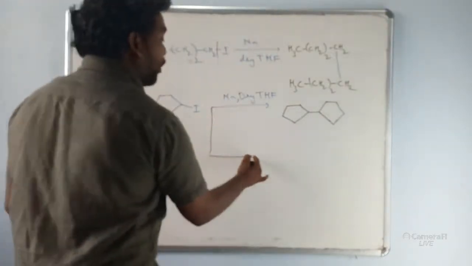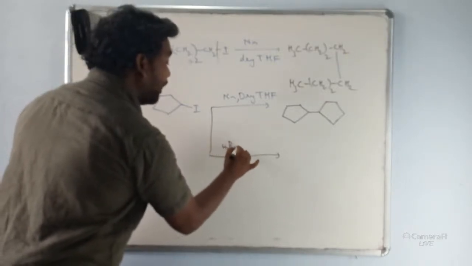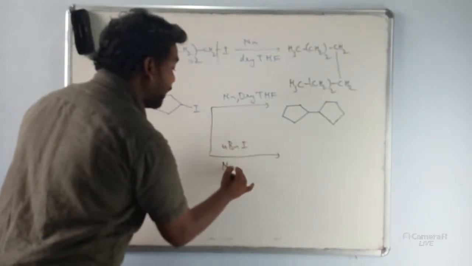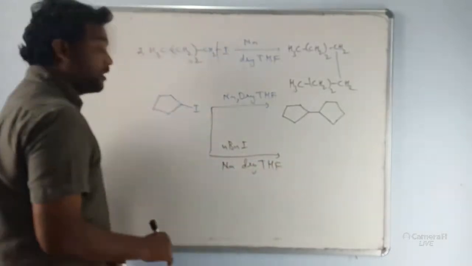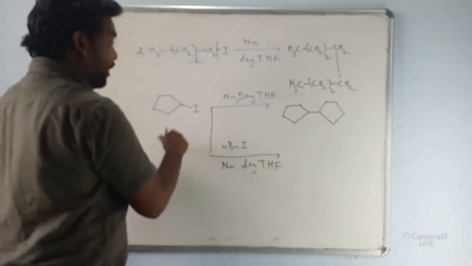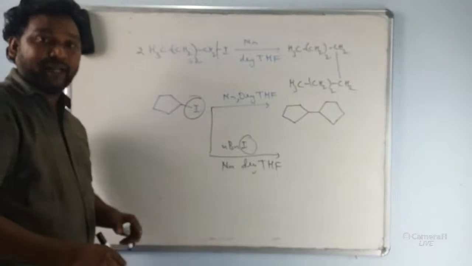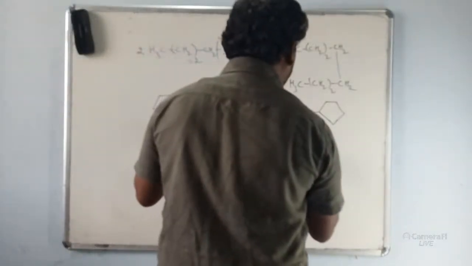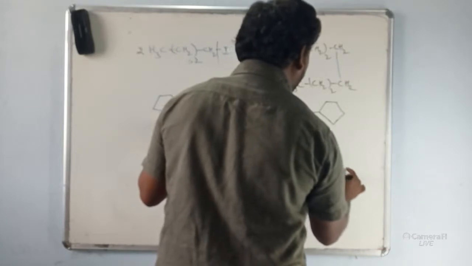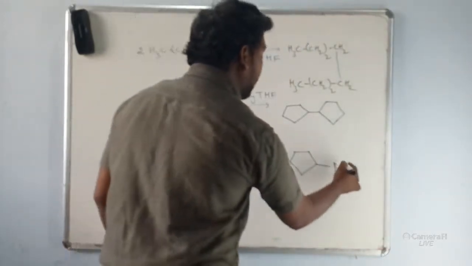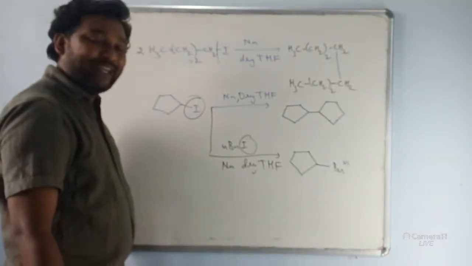If you react the same molecule with n-butyl iodide and sodium in dry THF, what would be the major product here? The major product is obtained by removing the iodine and forming a bond between these two carbon atoms of the alkyl groups. Here this is the cyclopentyl ring, bonded with the n-butyl, so n-butylcyclopentane. That's all simple. This is the major product.